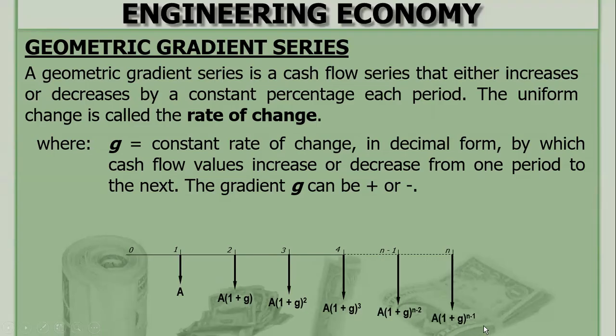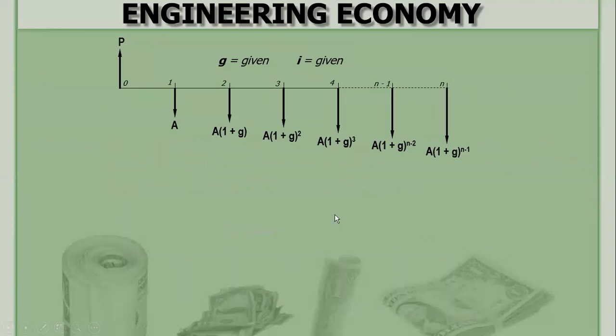Okay. So again, the problem here is, what's the present worth of all these payments, or it could be the future worth. So we are going to derive the formula of P for this geometric gradient series. G is given, of course, and then I is also given. So the idea is this one. To find P, consider all payments as F, and then you solve for P.